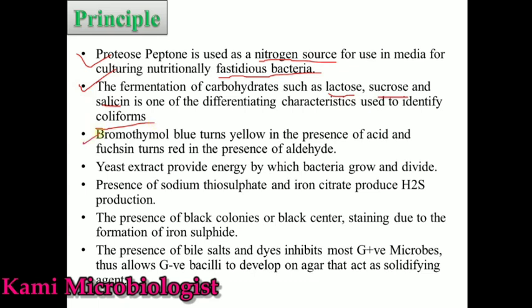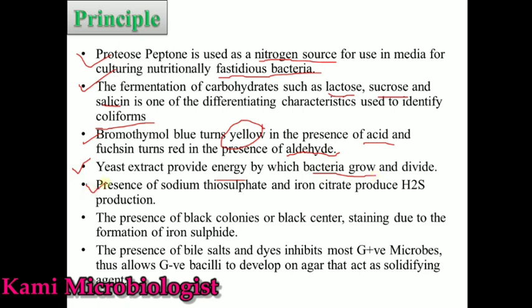Then we have bromothymol blue. This is an indicator, a kind of color which we add, and remember guys, it is red in color. When bacteria produce acid, the color of the media changes from red to yellow. Then we have yeast extract, which provides energy by which the bacteria can grow and divide.